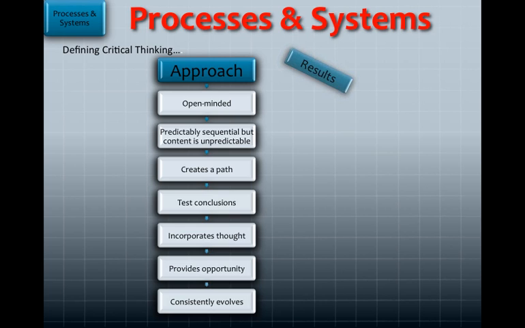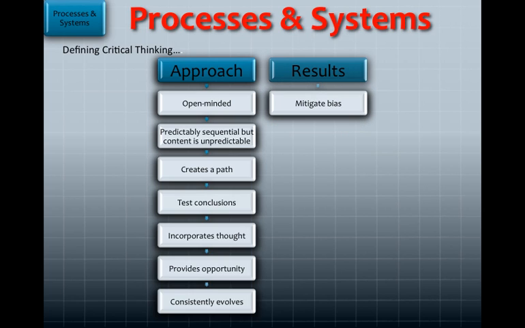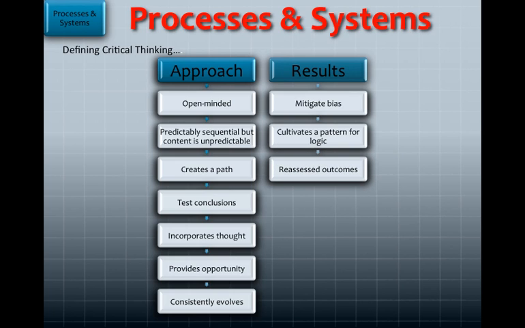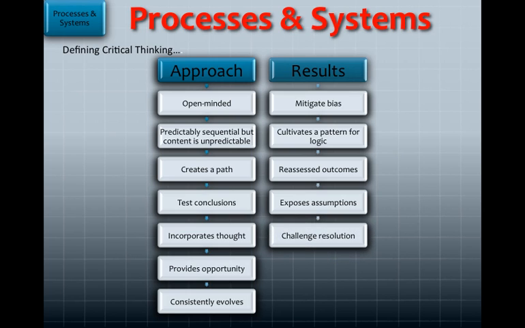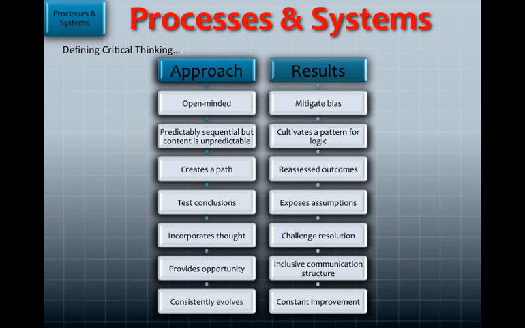So as a result of that, we can expect that we will be able to mitigate bias because we've incorporated and defined critical thinking in our organization. We can cultivate a pattern of logic, which is extremely important, and then reassess some of our outcomes so that we put ourselves in a position to expose any assumptions that might exist. This allows us to challenge resolution and then at the same time have this inclusive communication structure that really makes people feel good about the fact that the organization that they're in is constantly improving.